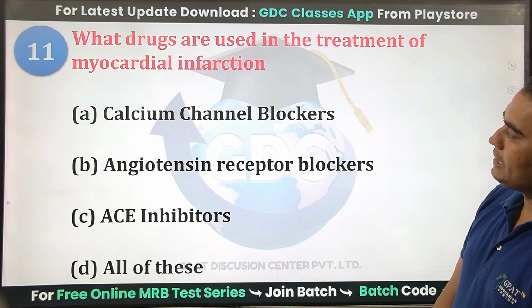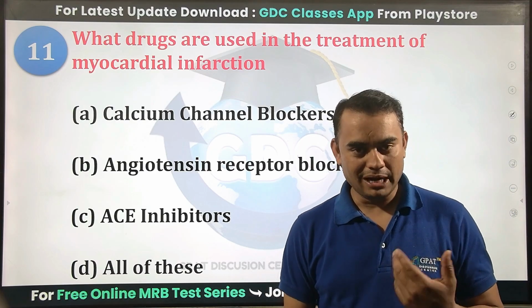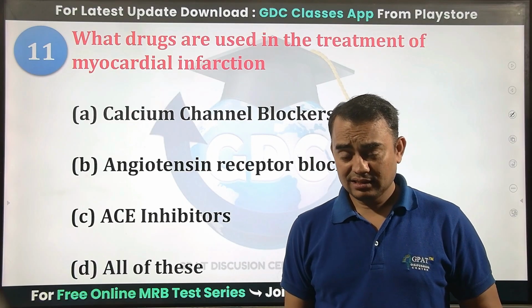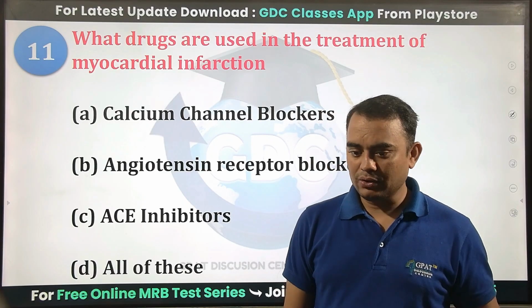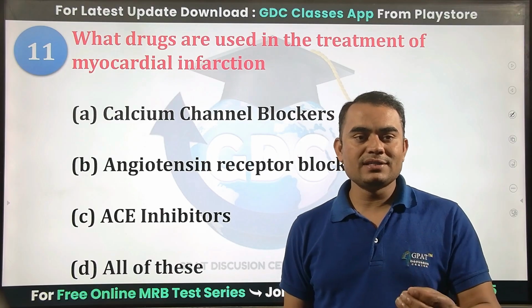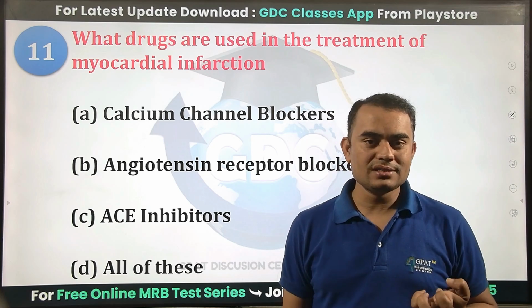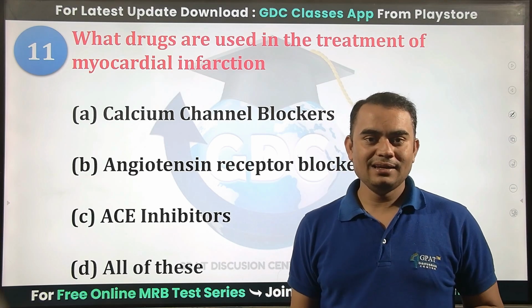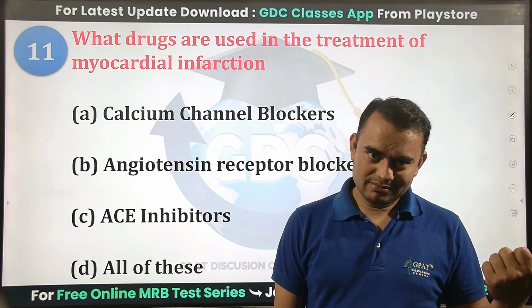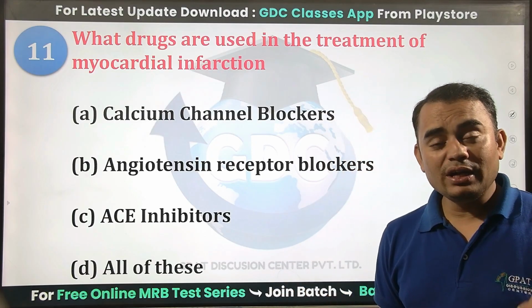Next, what drugs are used in the treatment of myocardial infarction? Myocardial infarction is also known as heart attack. What actually happens there? In the blood vessels, there is formation of atherosclerosis, less blood supply, a myocardial ischemic condition will be there, and myocardial infarction or heart attack will occur.